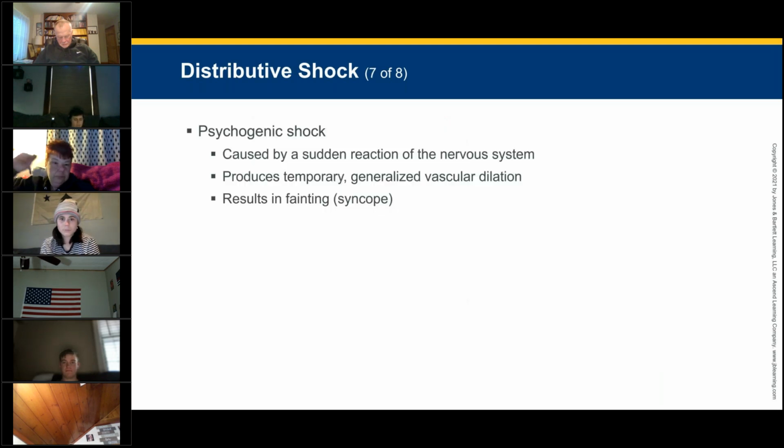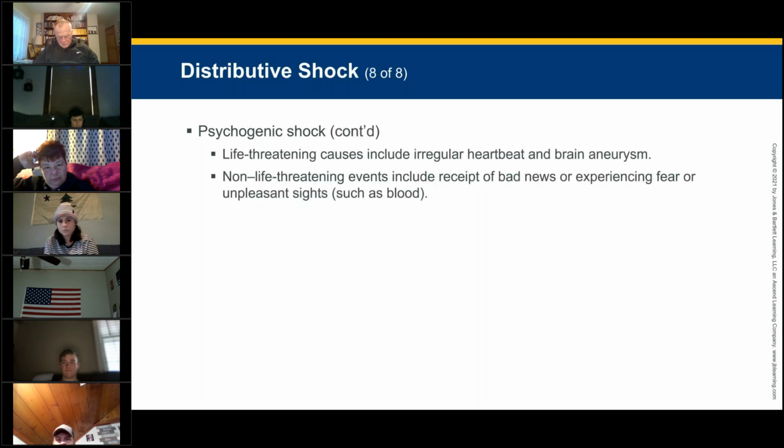Psychogenic shock is caused by a sudden reaction of the nervous system, and it produces a temporary generalized vascular dilation, resulting in syncope. Some of the life-threatening causes of psychogenic shock include irregular heartbeats and brain aneurysms. And the non-life-threatening events could be the receipt of bad news, experiencing fear or unpleasant sights such as blood.